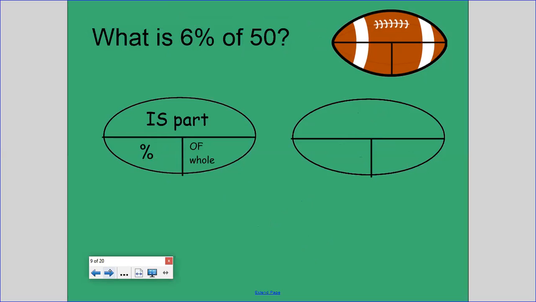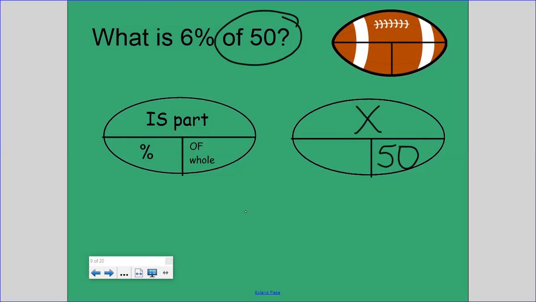Here's another one. Sometimes my students get kind of caught up on this 6% because they have trouble forming it into a decimal. So let's take a look and let me show you. So what is 6% of $50, or 50 just number? I don't know what the is, but I do know that the total is 50. So that goes down here, the of, and then 6%.